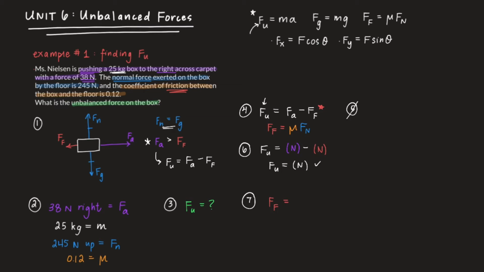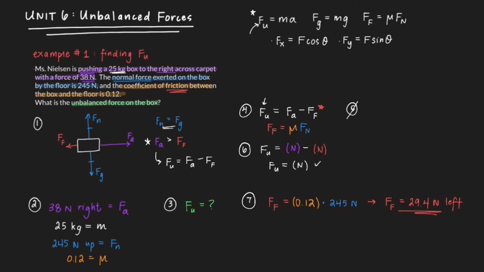So the force of friction should be equal to the coefficient of friction, which is 0.12, multiplied by the normal force, which is 245 newtons. When we plug that into our calculator, we find that the force of friction is equal to 29.4 newtons. That's our force of friction, and it's pointing to the left. We know that from our free body diagram. It's opposing the motion, so it's to the left.